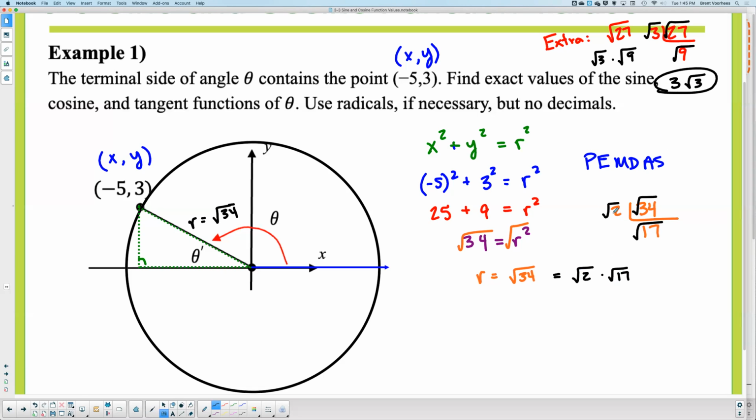We will be reducing square roots today, so you have to be on guard. This one does not reduce, does not simplify. Let me use the word simplify. The square root of 34 does not simplify.